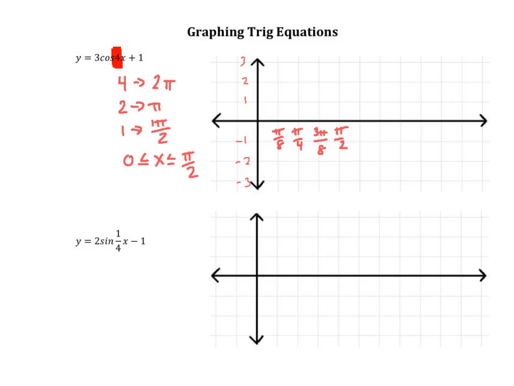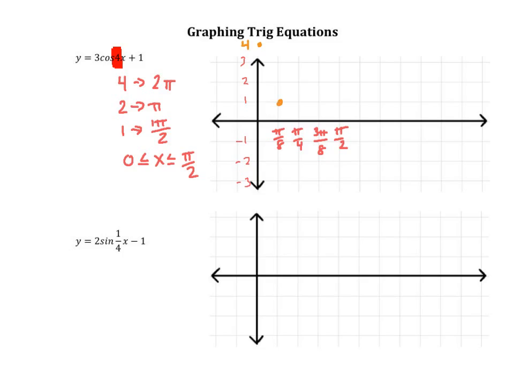Now let's think about cosine. The first cosine point is at 1. So if I take 1 and multiply it by 3 to get the amplitude, 1 times 3 is 3. Then I add 1 for the vertical shift, so I'm going to go all the way up to 4. Now the second ordered pair for a cosine graph is at 0. So 0 times 3 is 0, and then 0 plus 1 is 1.